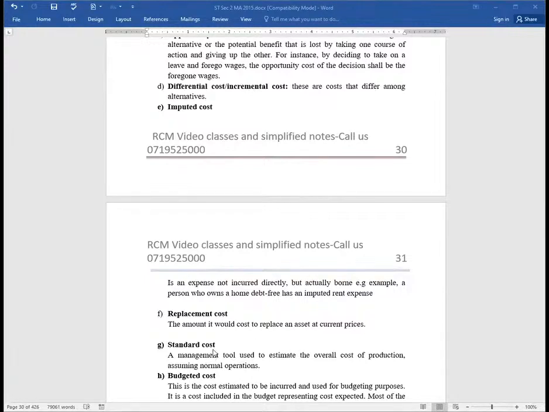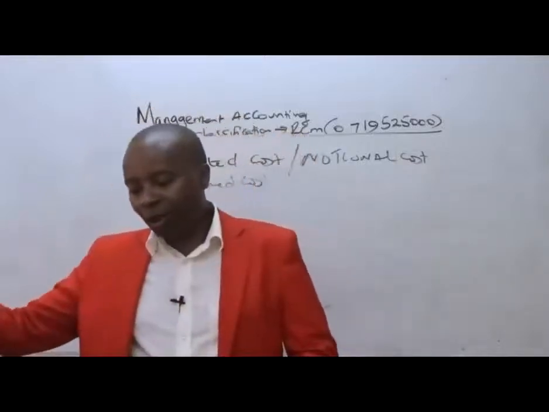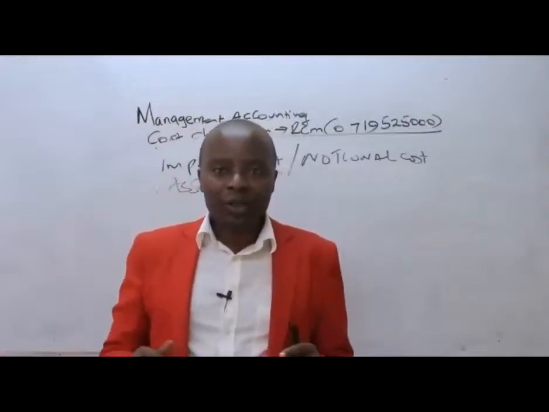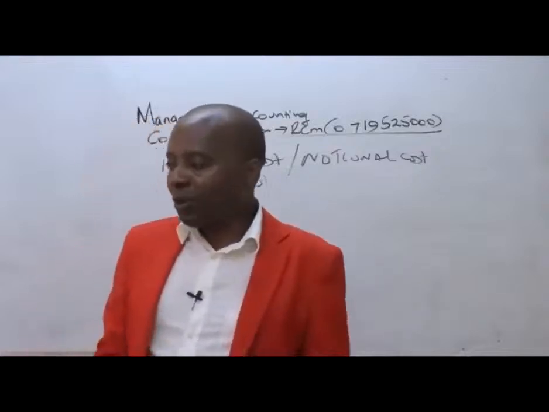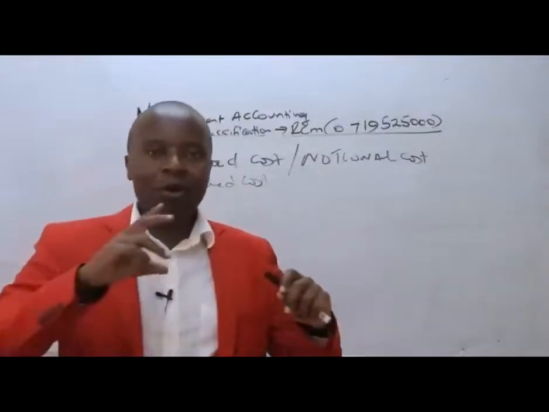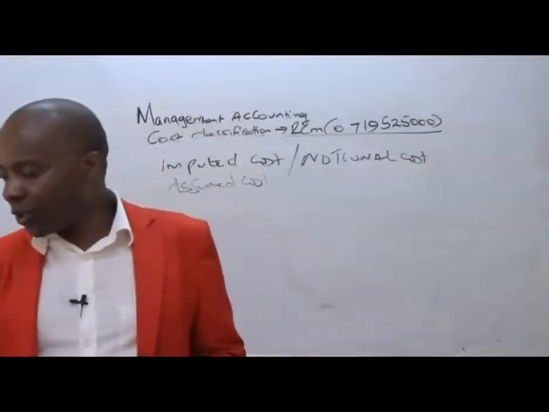Then we have the standard cost. These are the normal costs. It is the management tool used to estimate the overall cost of production, assuming normal operations, assuming that there will be no abnormalities, assuming that, for example, our world was to continue normally without the corona effect. What would we have incurred to produce this and this? So, ladies and gentlemen, it will be very important for us to appreciate that a standard cost is a normal cost, which assumes normality of operations.